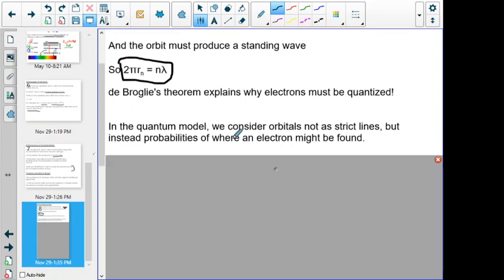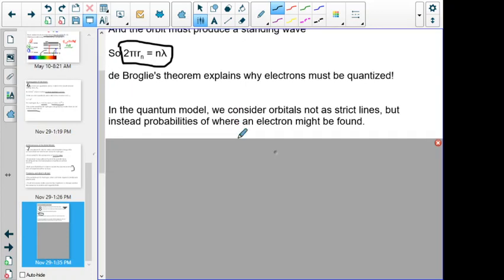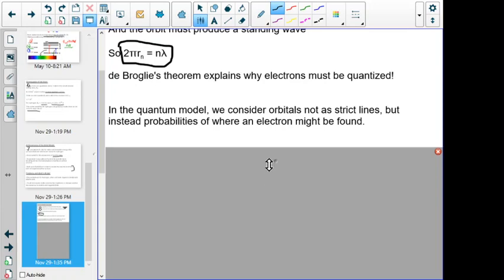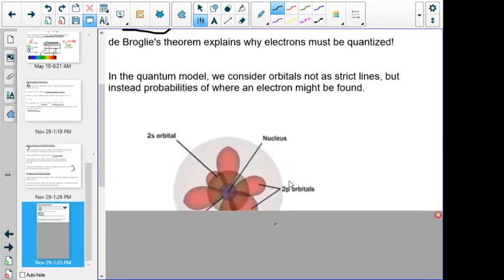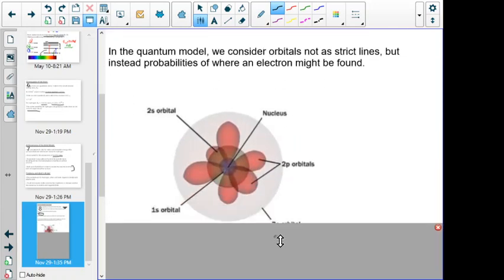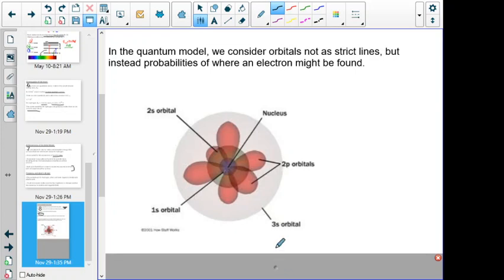And then our orbits stop becoming lines, and they start kind of becoming clouds. So what some of those clouds look like is something like this. This is going to look very interesting. If you guys think back to chemistry, how many electrons are found in the first energy level? 2. How many are found in the second energy level? 8.